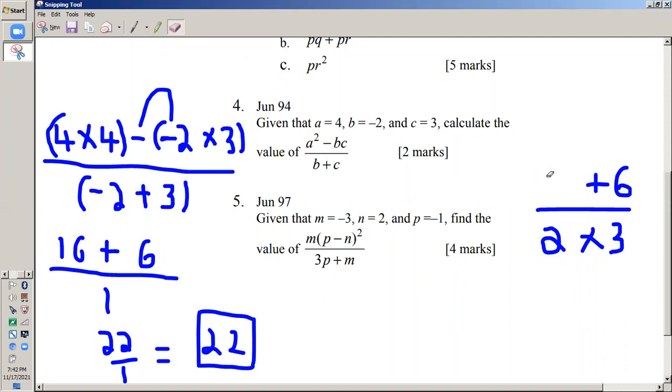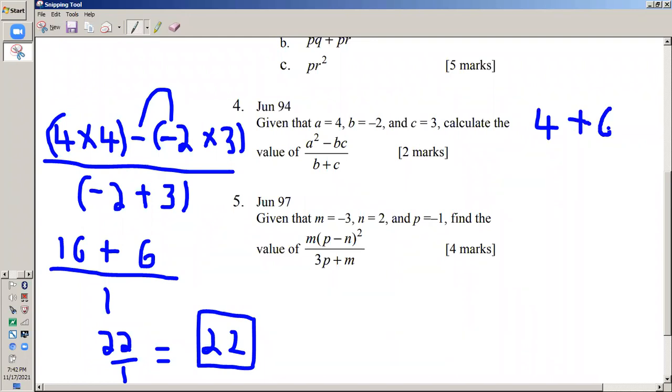All right. Let me show you something, class. Suppose you have 4 plus 6 over 2. And you say, 2 and 2 goes 1. 2 into 4 goes 2. 2 plus 6 is what? Is 8. That's wrong. You can't do that.